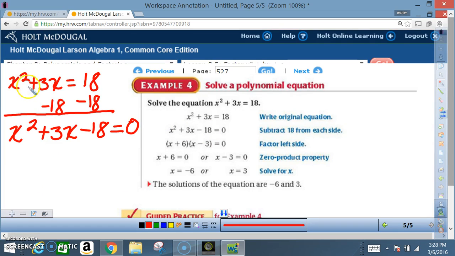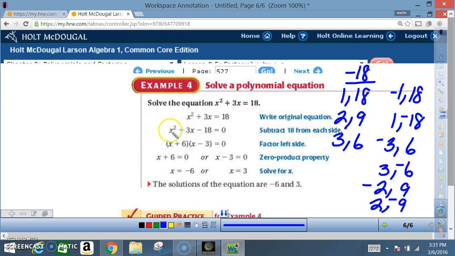Going back a few lessons, we have x squared plus 3x is equal to 18. I want to move this 18. So I say minus 18 on one side, minus 18 on the other side. I bring my x squared down, I bring the 3x down, and I bring that negative 18 down because there's nothing to combine with either one of these. No terms are alike. And then, of course, 18 minus 18 is equal to 0.